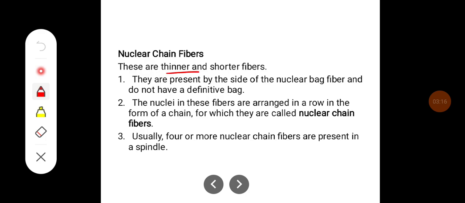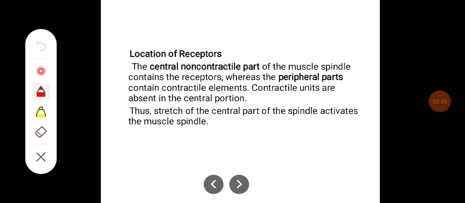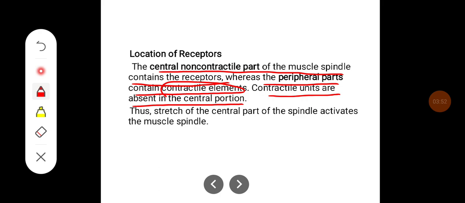Nuclear chain fibers are thinner and shorter fibers. They are present by the side of the nuclear bag fiber and do not have a definitive bag. The nuclei in these fibers are arranged in a row in the form of a chain, for which they are called nuclear chain fibers. Usually 4 or more nuclear chain fibers are present in a spindle. The central non-contractile part of the muscle spindle contains the receptors, whereas the peripheral parts contain contractile elements. The contractile units are absent in the central portion. Thus, stretch of the central part of the spindle activates the muscle spindle.